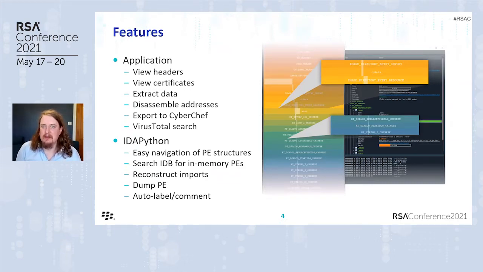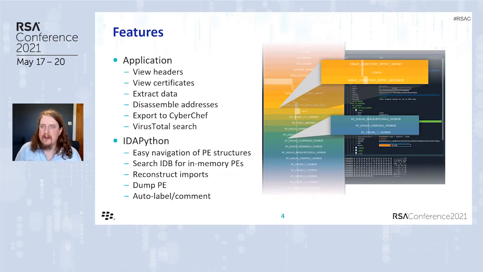There's a standalone application, much like any regular PE viewer you've probably played with in the past, like PE Studio, PE Bear, PE View, things like that. So you can view headers and certificates, bits of data like that. It has Capstone, the disassembler, baked into it, so certain addresses and offsets can be disassembled that way. We can export data to CyberChef for further manipulation and processing, which is pretty handy, and do VT pivot searches on just about everything you could search on within a PE file: section names, exports, compilation timestamps, bits and pieces like that.